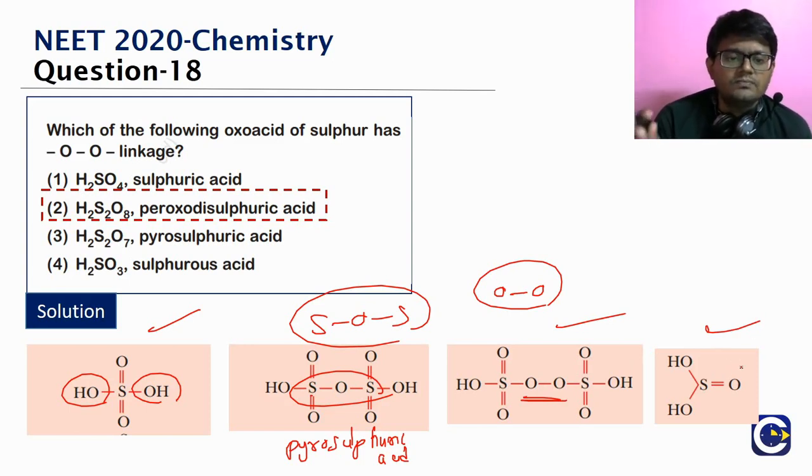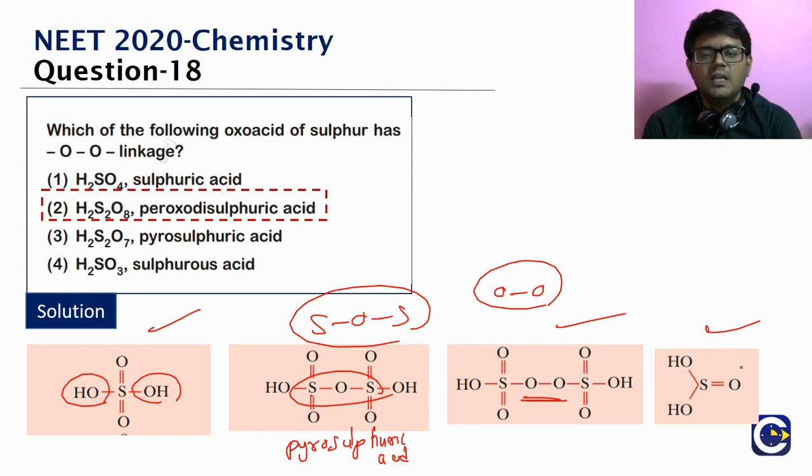So this is what? The sulfurous acid. So what is the answer for this? Peroxodisulfuric acid. So even by looking at the name itself we will be able to tell. Otherwise, if you remember the structures, we can answer.